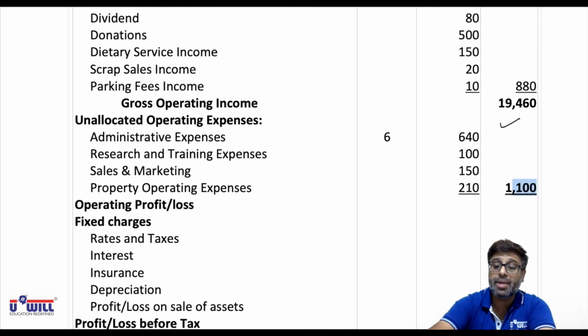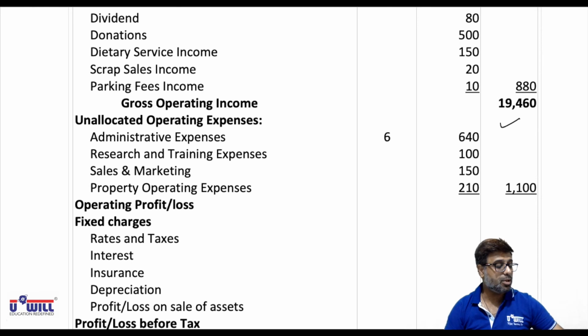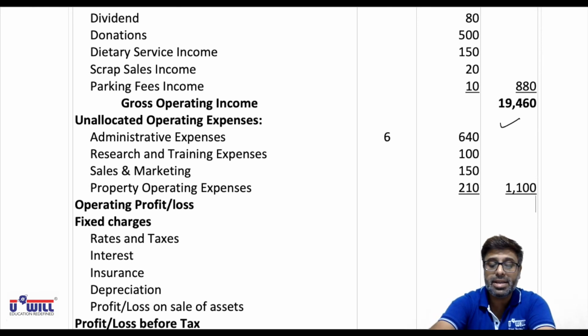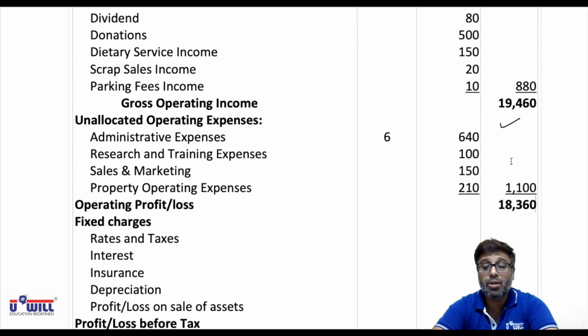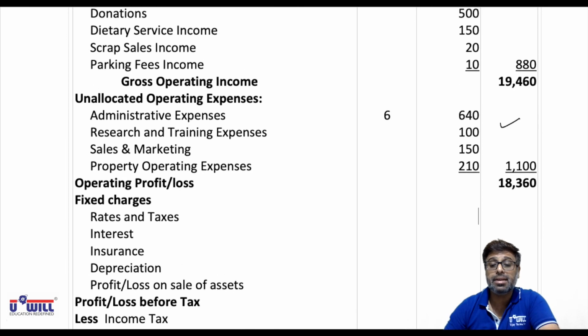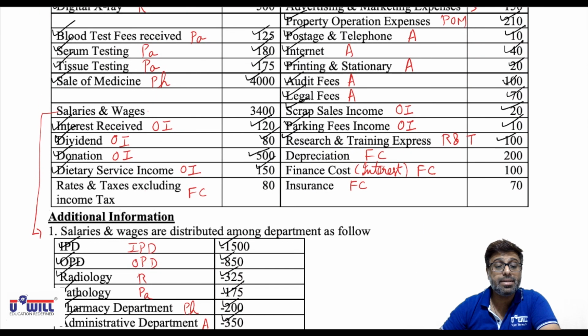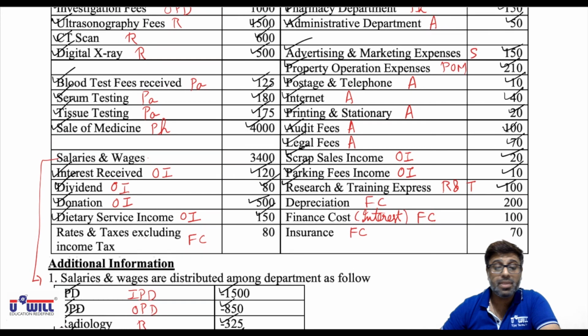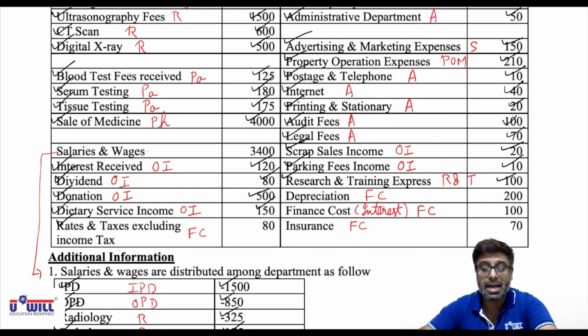Now if you subtract 1100 rupees from 19460, then what will be our operating profit or loss? 18360. Okay, from that now we'll subtract fixed charges. So first, rates and taxes. Rates and taxes we get 80. Rates and taxes are 80.